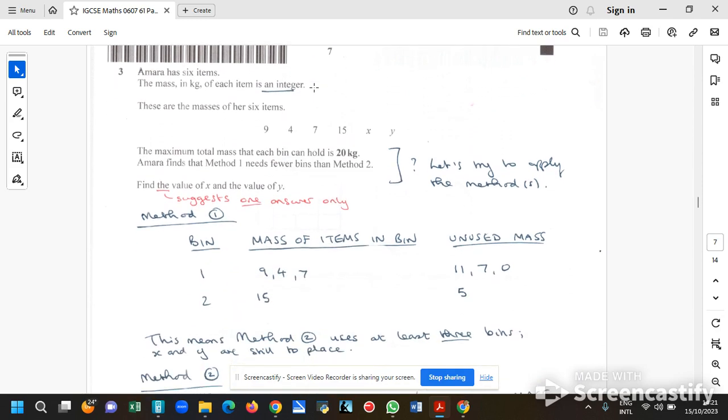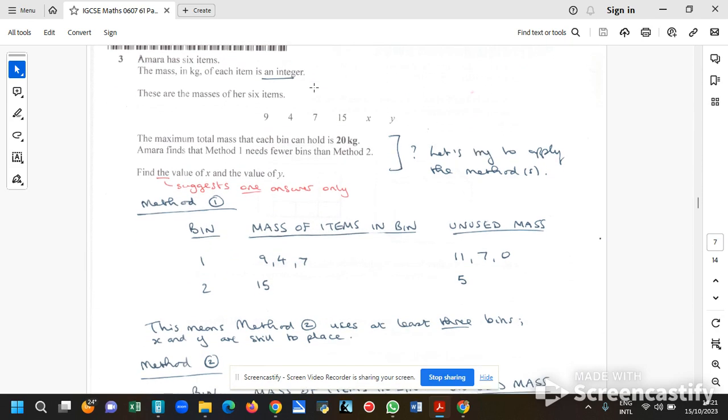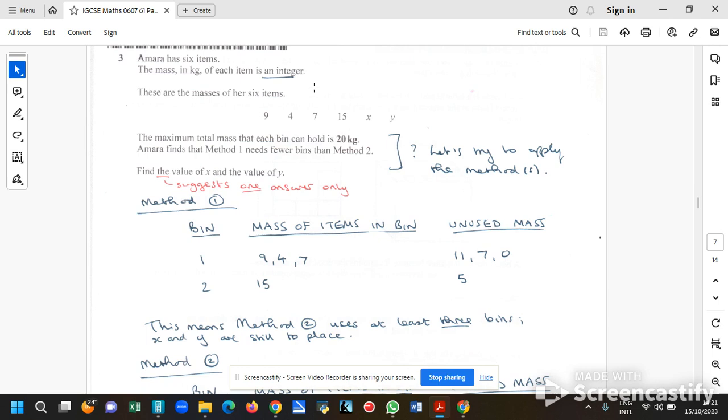We do it again. 9, 4, 7, 15, X and Y. No idea what X and Y are. Don't know if X is bigger than Y. Don't know if X is bigger than 15 or less than 4 or anything. But let's just try it. This is an example near the end of section A where you've just got to try. There's no rule, there's no method. You've just got to try and do something. Be organized, itemize what you're doing. It'll probably get you somewhere.